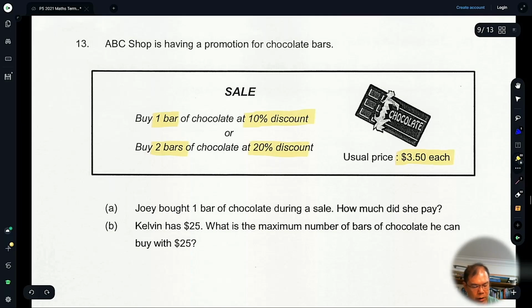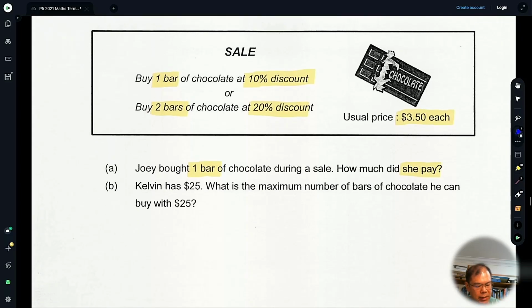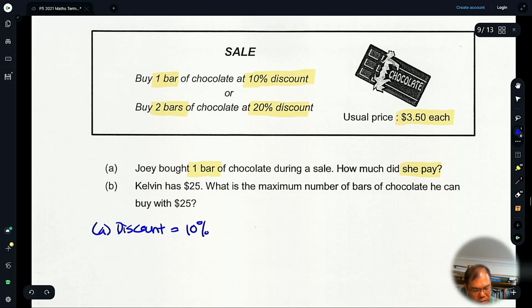Right? Now let's look at here. Joey, he bought 1 bar. So how much did she have to pay? 1 bar is only 10% discount. So the discount is 10% of $3.50, which is actually just 35 cents.